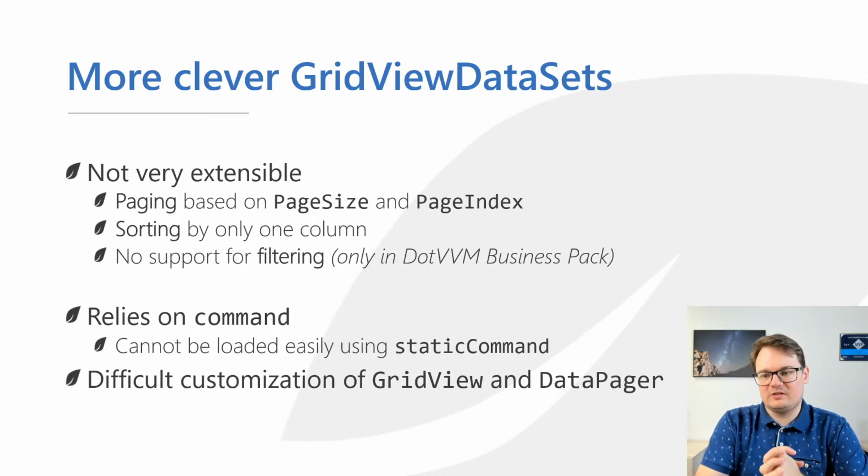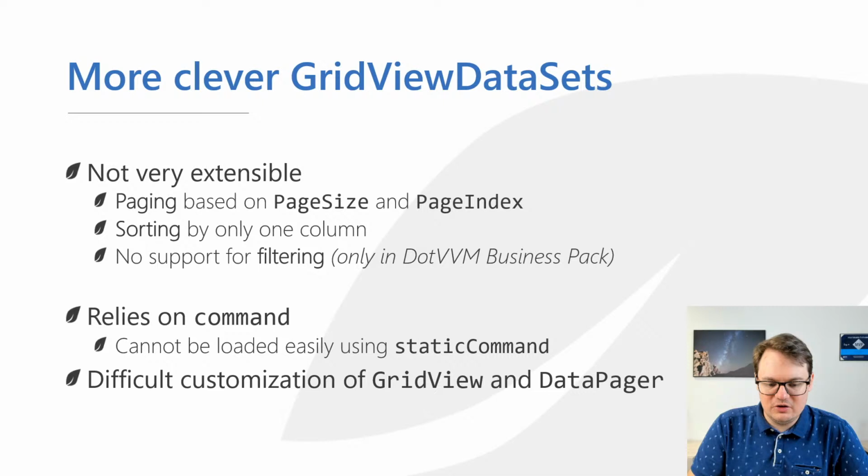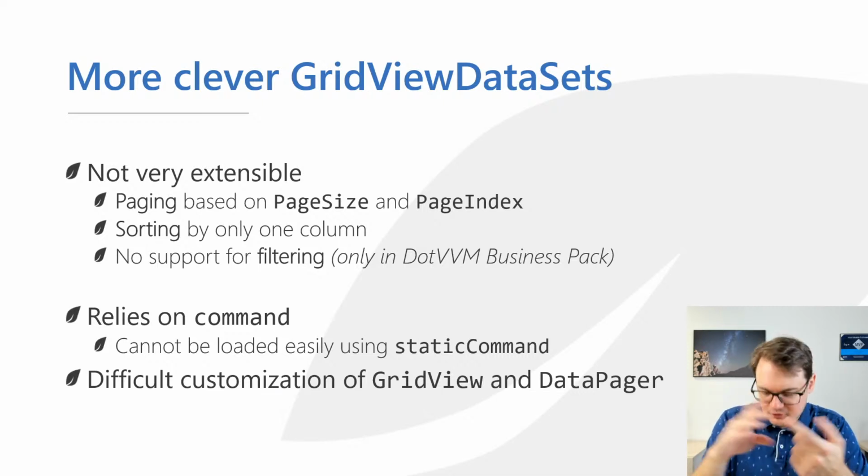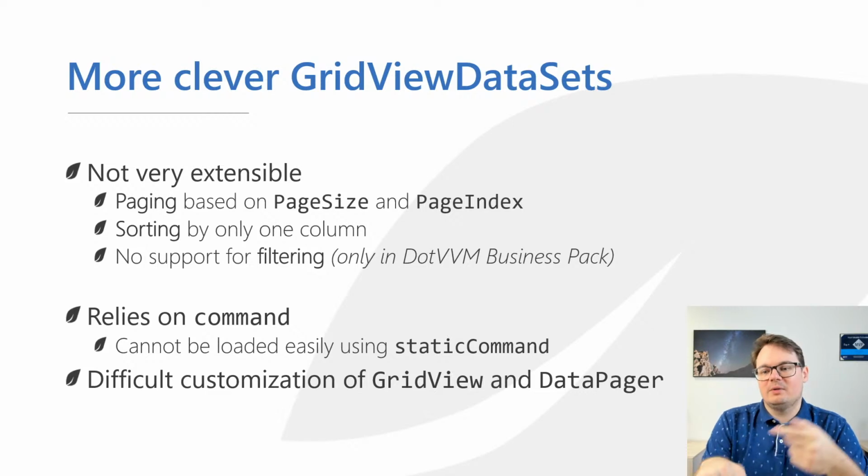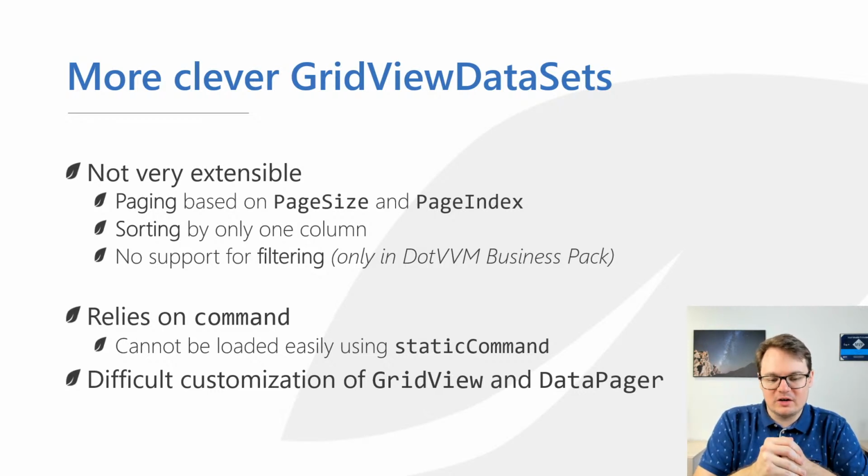Also, it's the same thing with the sorting, because 99% of users just need to sort by one column. That's why we just have the sort expression and sort descending property. But if you want to allow the users to sort by multiple columns, also it's not possible right now.